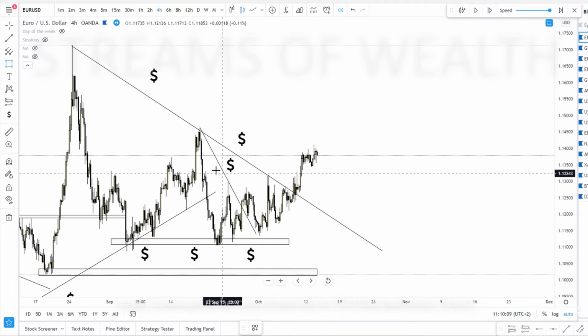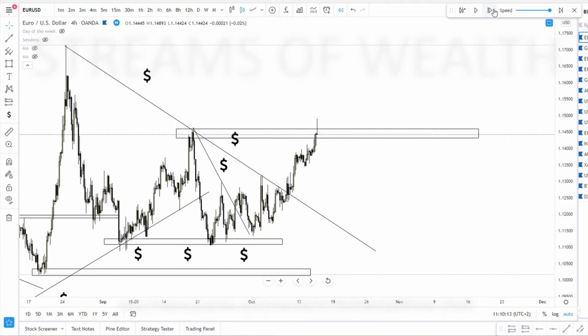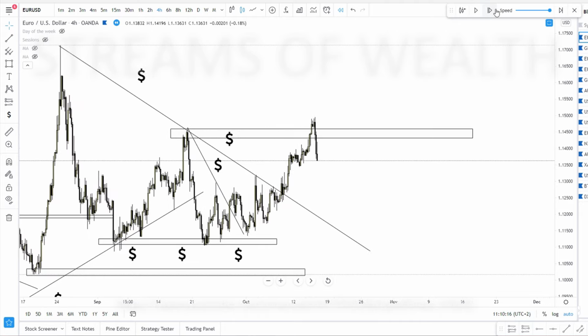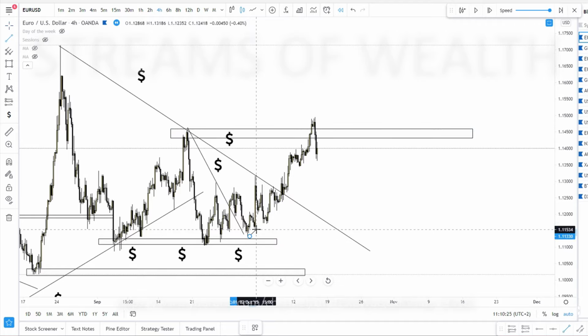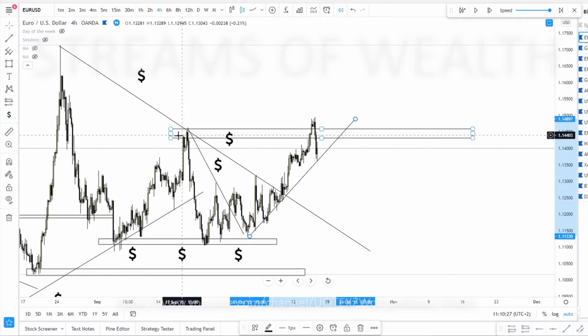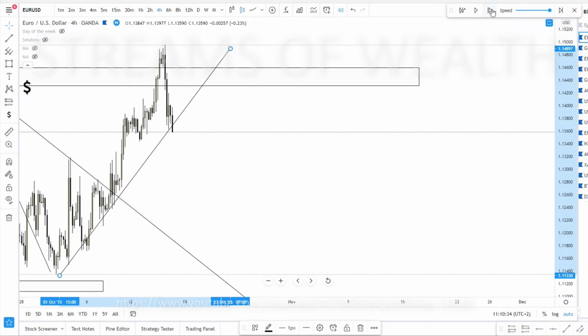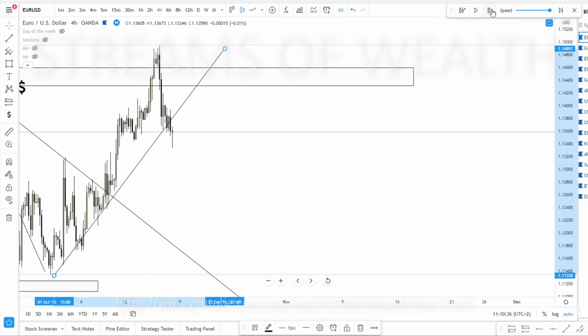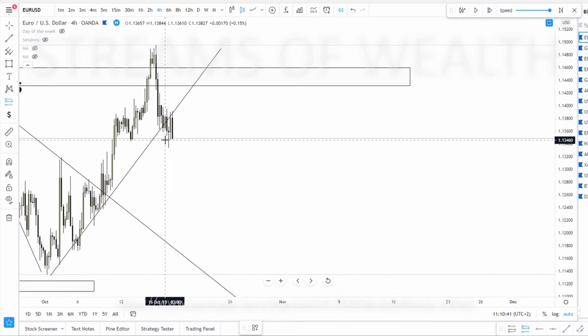So again we are forming our resistance. We break it, and probably now we can go down, and I will probably hit a sell, because we take this and we move strongly down. So let's wait. And I'm taking this.